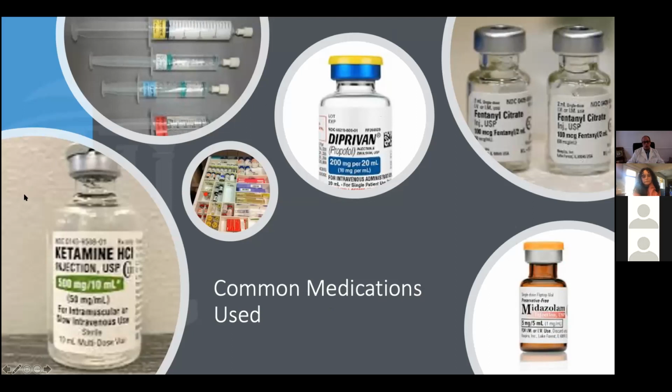We use ketamine as an anesthetic agent that we'll use for induction. Not only will it get patients to sleep, it will help with pain relief afterwards. So it's a great medication and adjunct to use. We do use midazolam as another agent that we'll use for anesthesia and to take away some anxiety for patients prior to going to the operating room.